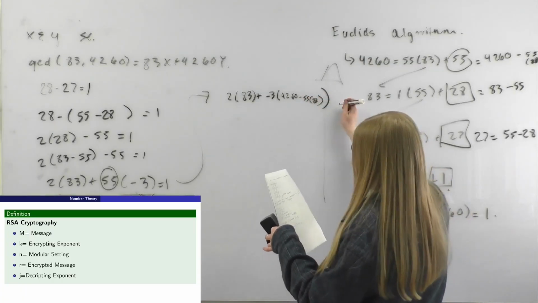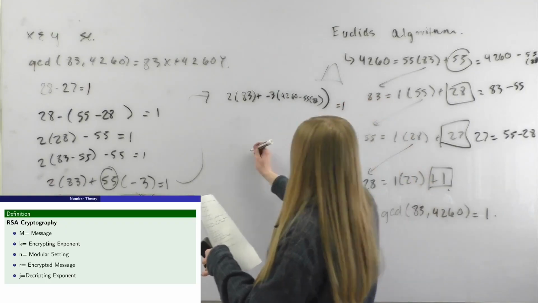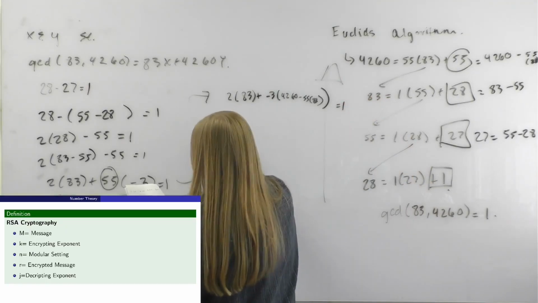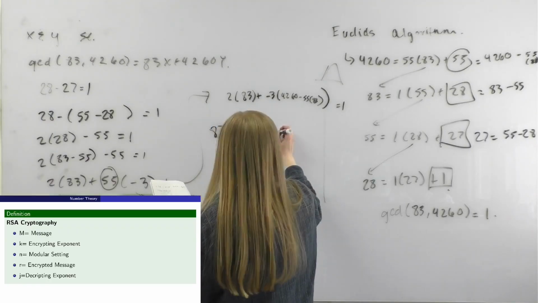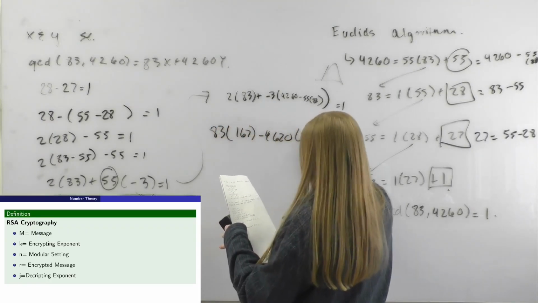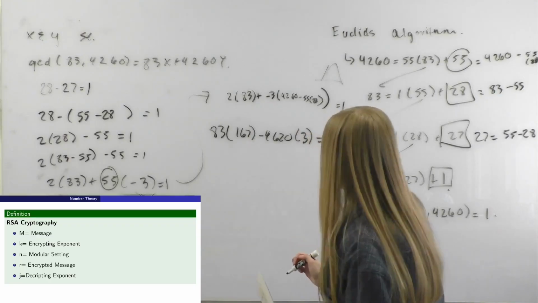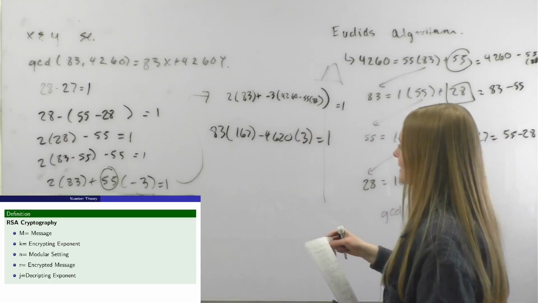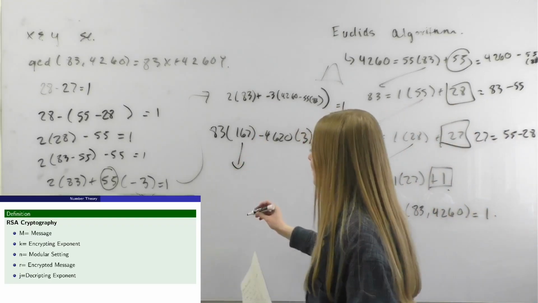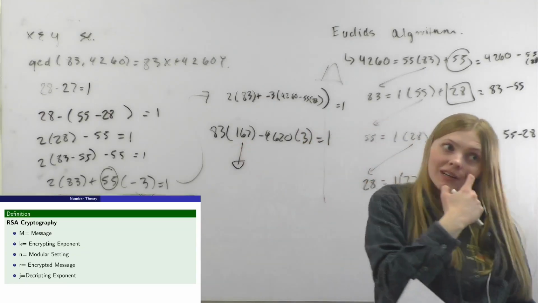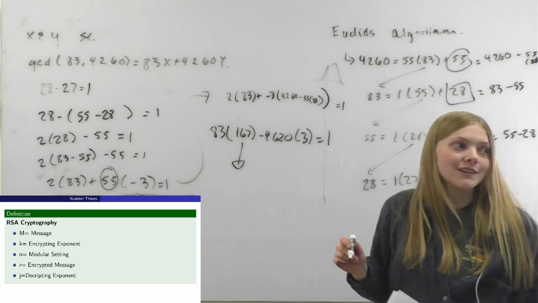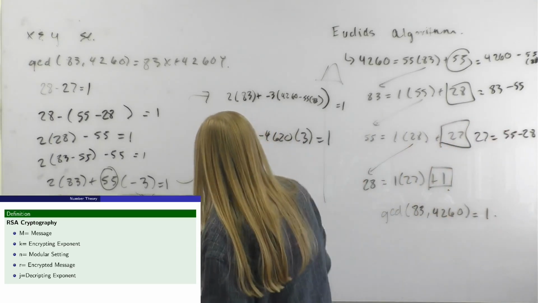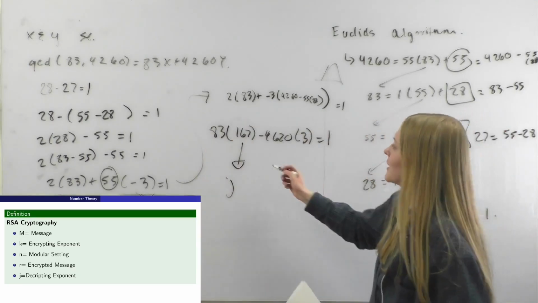There we go. This is equal to 1. So we can simplify and get 83 times 167 minus 4,620 times 3 is equal to 1. All right, we did it. Does anyone recognize this number? I heard J. It's J. So this is how we find J.